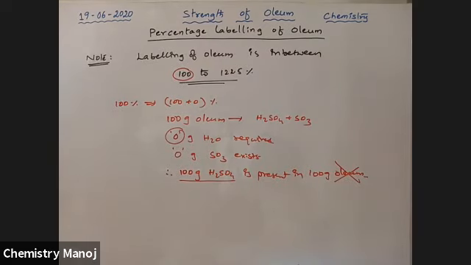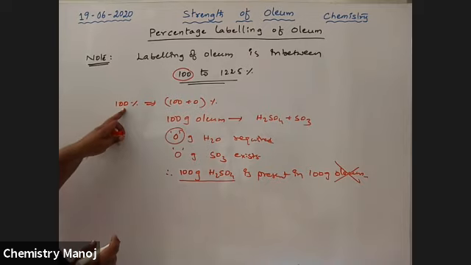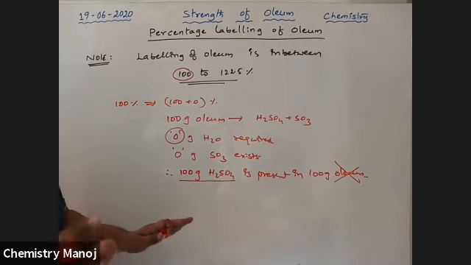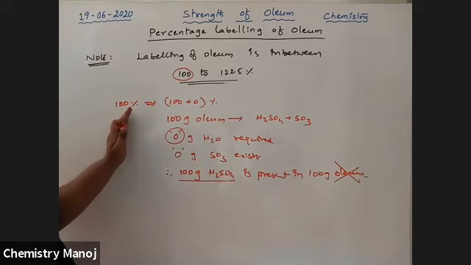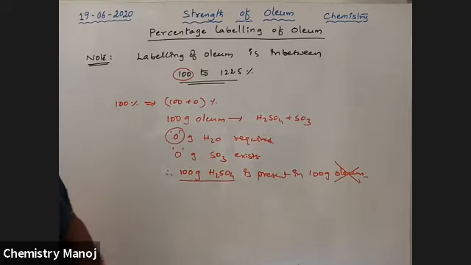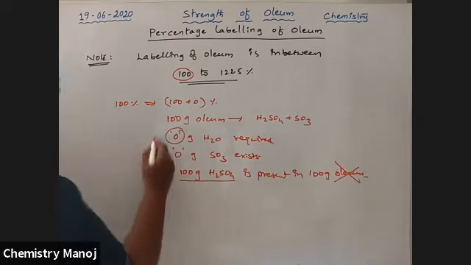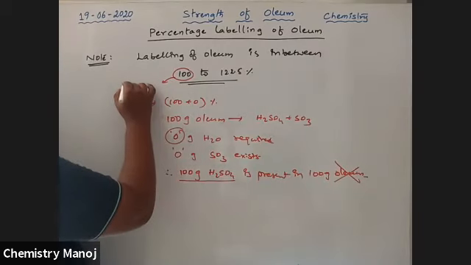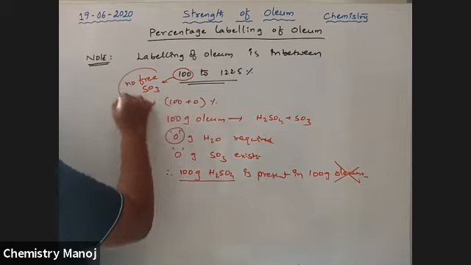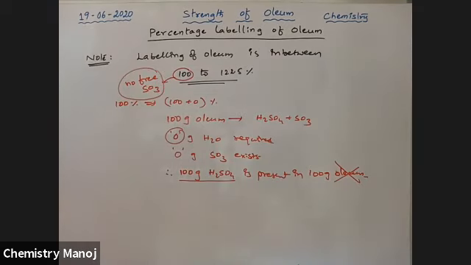Okay. So this is very, very important. For example, 100% oleum means it contains only H2SO4. There is no free SO3. In this case, no free SO3.